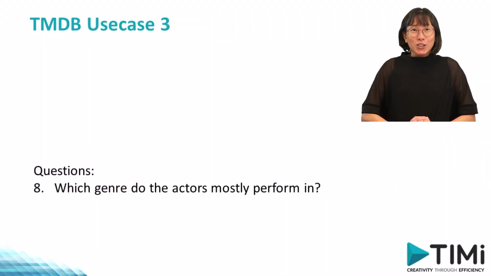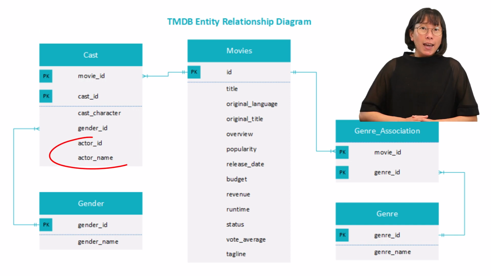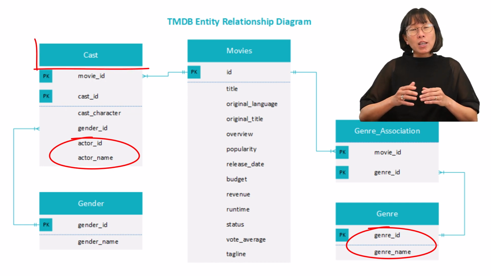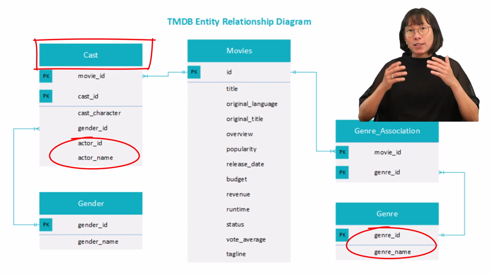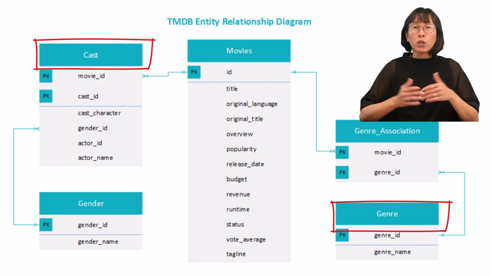Our final question is, which genre do the actors mostly perform in? To answer this, we need to link together the actors and the genre that they perform in. There are no direct keys that would allow us to directly link the cast table with all the actors and the genre table with all the genres.